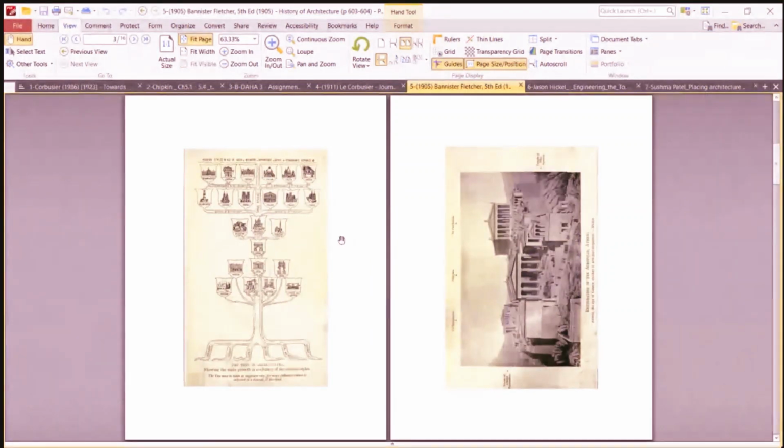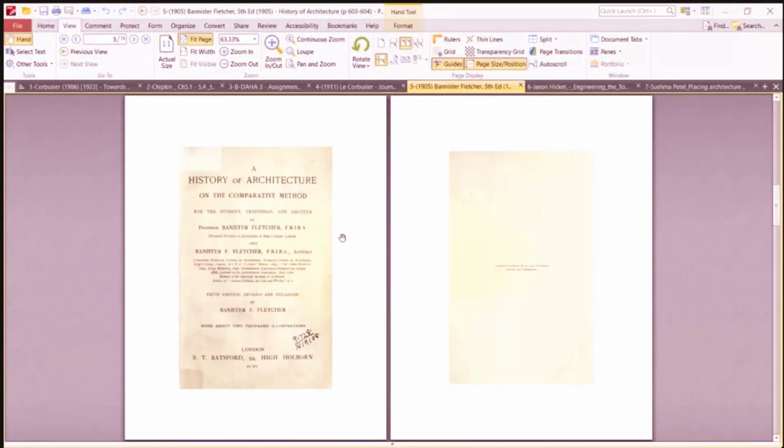And it is written by an architect called Sir Bannister Fletcher, who is based in London, right? Professor Bannister Fletcher, and he's writing from London, a history of architecture. He's writing in the 1890s and early 1900s, okay?